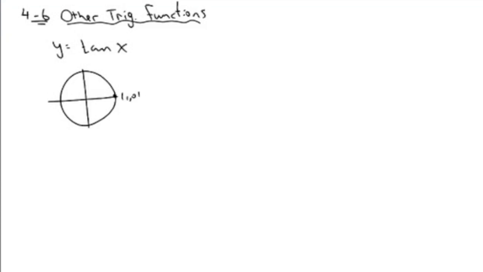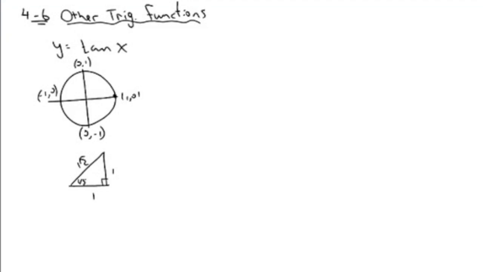Here's 1, 0, 0, 1, negative 1, 0, 0, negative 1. Draw it enough times. And the other picture we're going to use is the 45, 45, 90. So this is 1, 1, square root of 2.